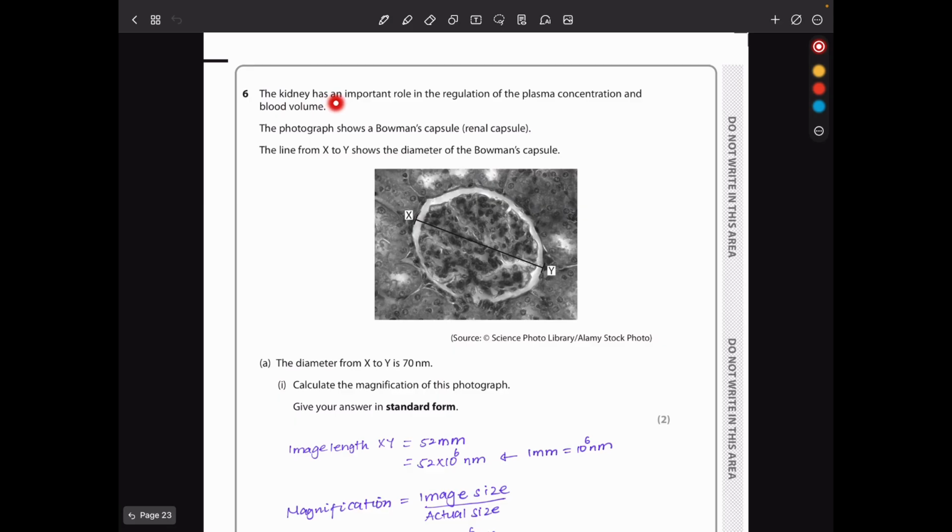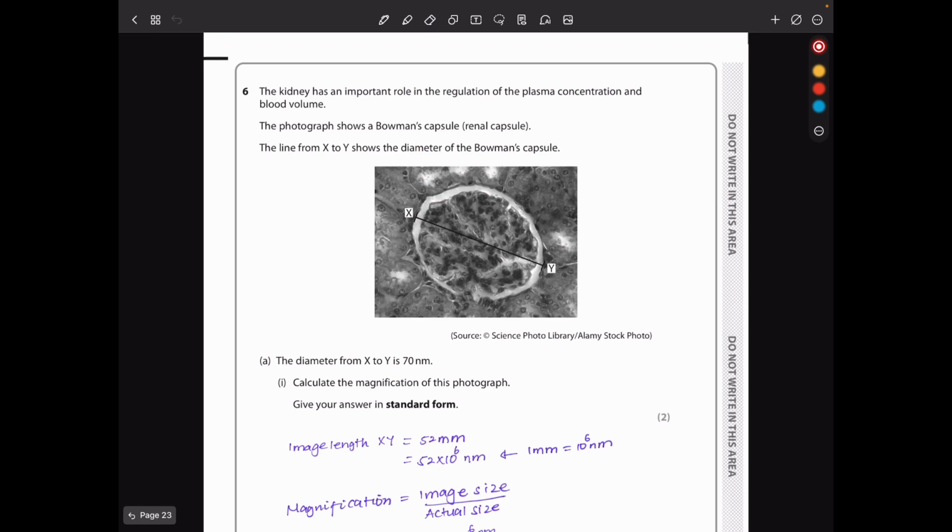In question 6, the kidney has an important role in the regulation of the plasma concentration and blood volume. The photograph shows the Bowman's capsule, which is the renal capsule. The line from X to Y shows the diameter of the Bowman's capsule. They say the diameter from X to Y is 70 nanometers. Calculate the magnification of this photograph.